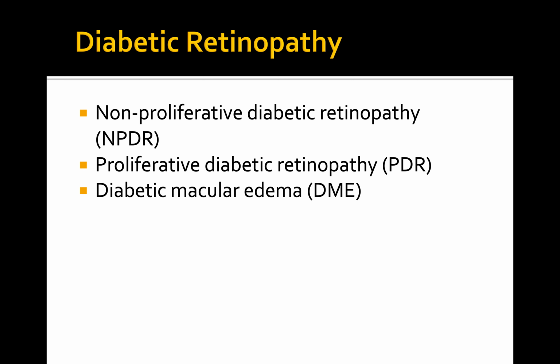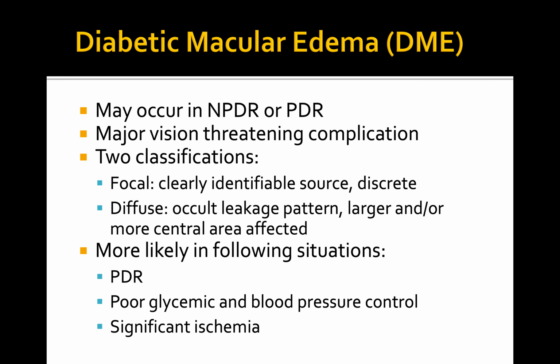Okay, let's talk about probably the most important aspect of managing patients with diabetic retinopathy, and that's addressing diabetic macular edema, or DME. DME may occur in those with PDR or NPDR and is the major vision-threatening complication of diabetes in the eye. Okay? There's two classifications. It can be focal. In focal DME, one can identify a clearly identifiable source. It's usually discrete, whereas in diffuse, you can see occult leakage, and it usually involves larger areas, and it tends to be more centrally located.